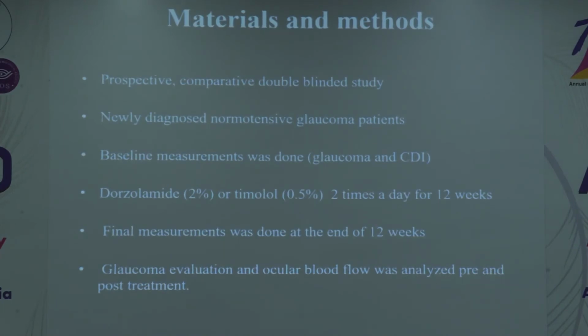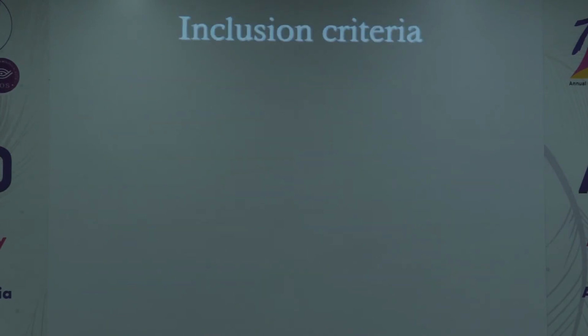It was a prospective study. We included newly diagnosed mild to moderate normotensive glaucoma patients. We did a baseline glaucoma testing and a color Doppler imaging. The patients were randomized into dorzolamide and timolol groups, and they were given medicines for a period of 12 weeks. Repeat color Doppler imaging was done after 12 weeks. Glaucoma evaluation and ocular blood flow were analyzed post-treatment also.